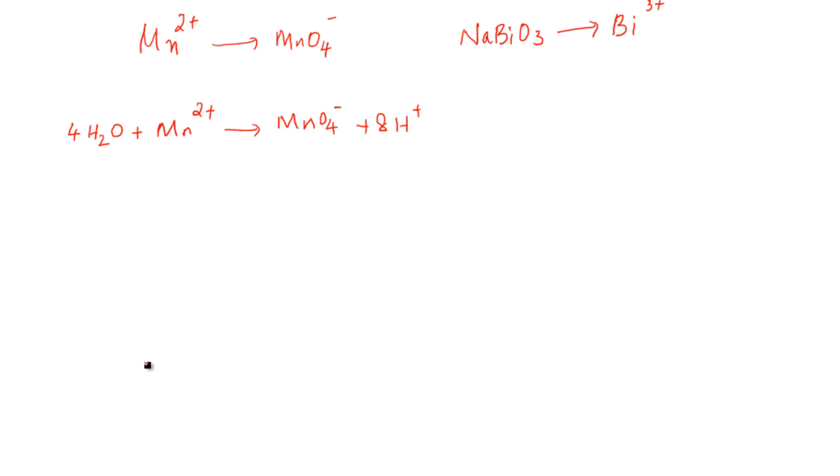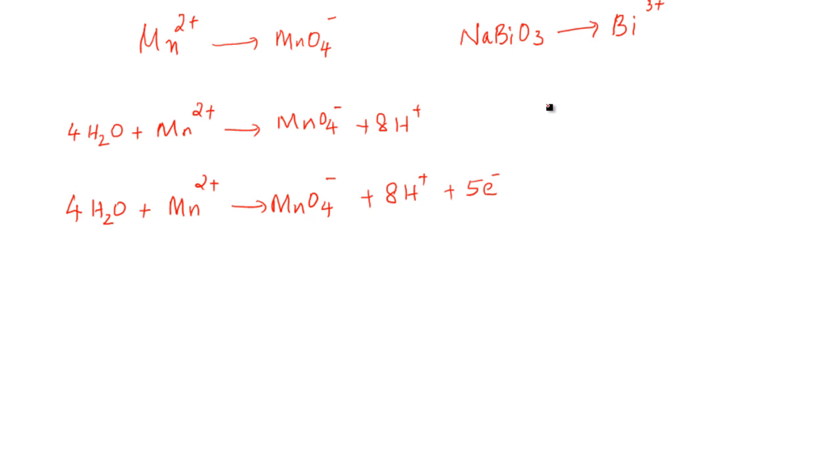So now your equation becomes 4H2O plus Mn2 plus giving MnO4 minus plus 8H plus and 5 electrons. So that is our first equation. Good. Second equation, NaBiO3 giving Bi3 plus. Only Bi is balanced. Before oxygen we need to balance sodium. What can we do? Just add a sodium to the other side.